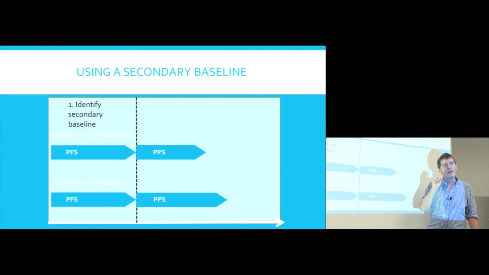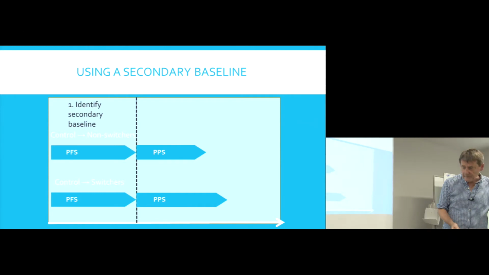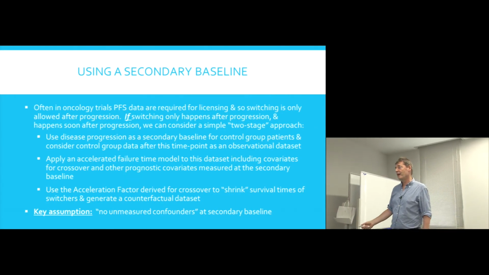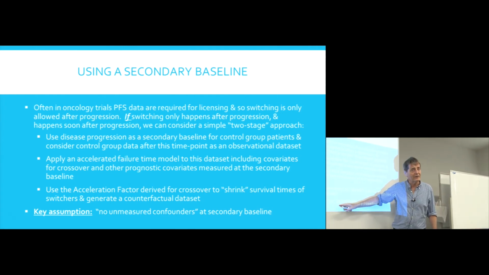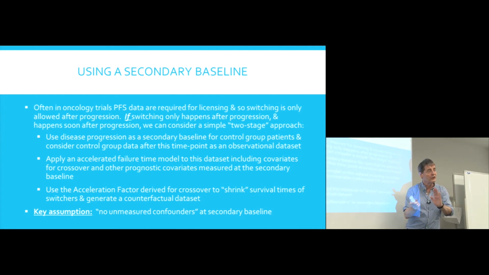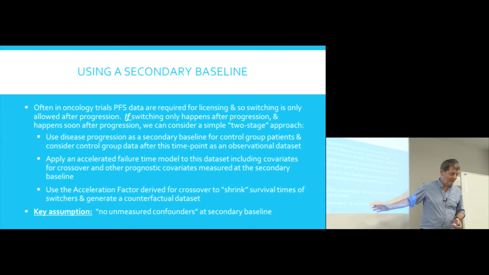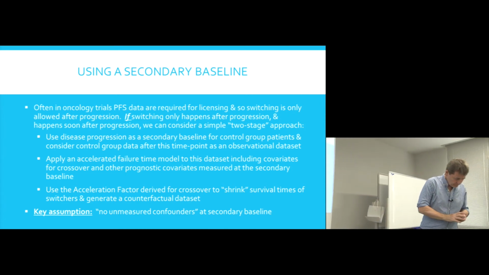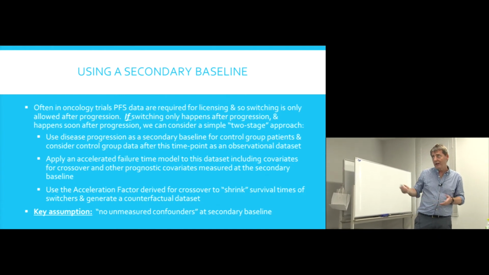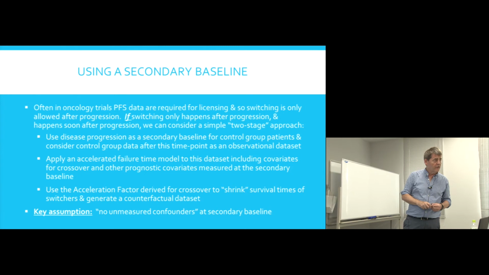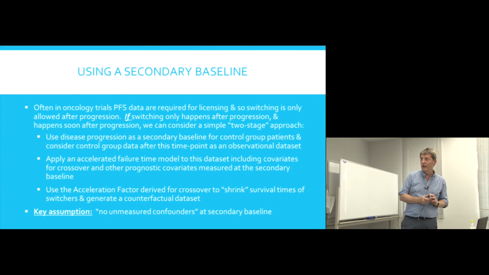And by assuming no unmeasured confounders, that means there are no other factors that are different between switchers and non-switchers. Everything is observable, and it might be that switchers are younger than non-switchers, or whatever. But it's quite a strong assumption, and indeed untestable. But if we can make that assumption, this use of a secondary baseline is one way to adjust for treatment switching.